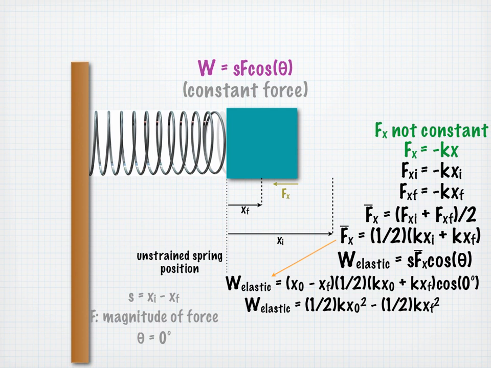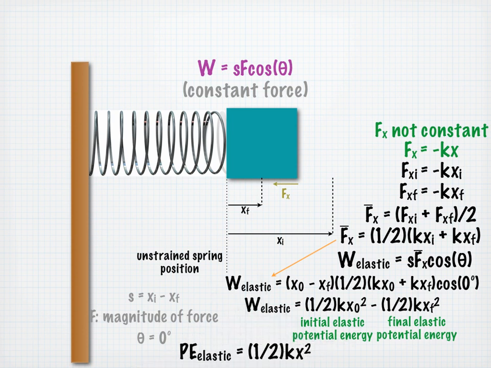Remember how we said before that the work done on an object by the gravitational force was equal to the initial gravitational potential energy of the object minus the final gravitational potential energy of the object? Similarly, we consider this term to be the initial elastic potential energy of the object, and this term to be its final elastic potential energy. This gives us this generic expression for the elastic potential energy of an object.